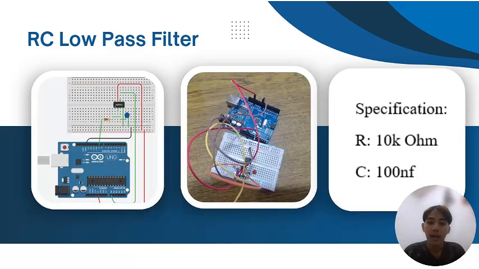I'm here today to present about the low pass filter. And what is a low pass filter? A low pass filter is a circuit that allows low frequency signals to pass through while blocking high frequency signals. It is commonly used to smooth signals, reduce noise, and convert a PWM signal into a stable DC voltage.